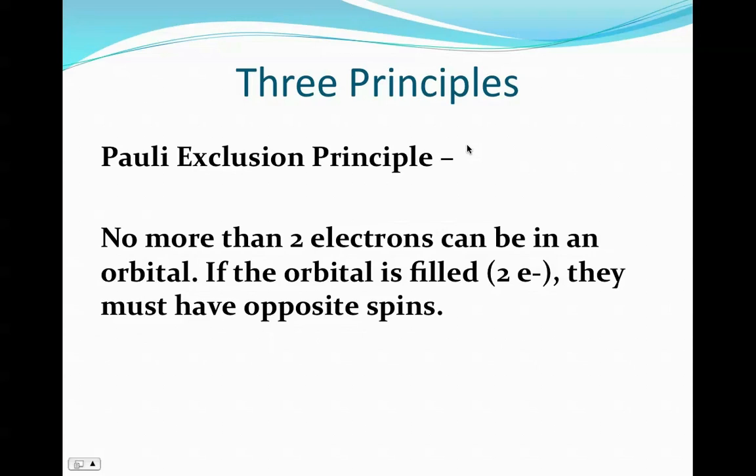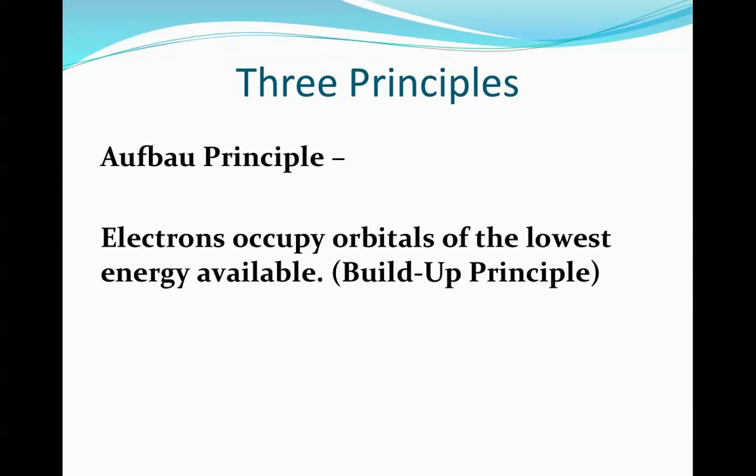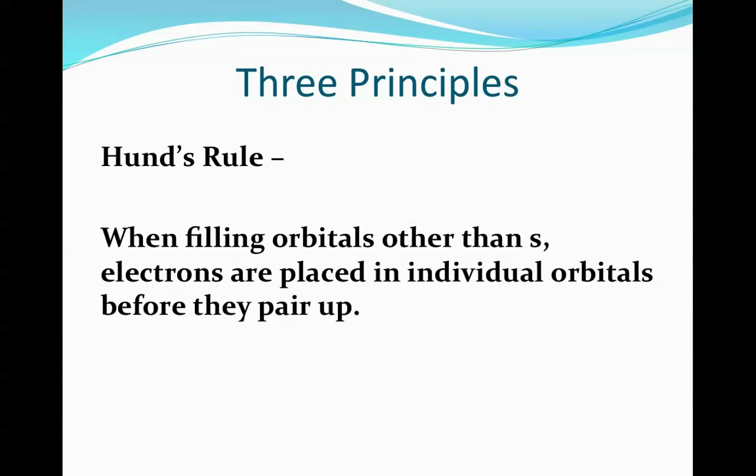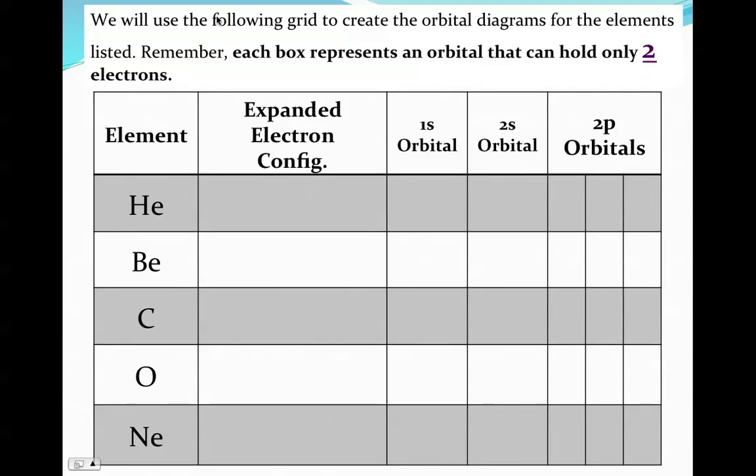There are 3 principles that we have to follow when we're writing these orbital diagrams. One is the Pauli exclusion principle: no more than 2 electrons can be in any given orbital, and if the orbital is filled, they have to be spinning in opposite directions. The Aufbau principle: electrons occupy orbitals of the lowest energy available. This is considered the build-up principle, where we fill the lowest energy orbitals first. And Hund's rule: when filling orbitals other than s, electrons are placed in individual orbitals before they're paired up. We're going to see that happen especially in any of the p sublevels, or if we were to get to a d sublevel.